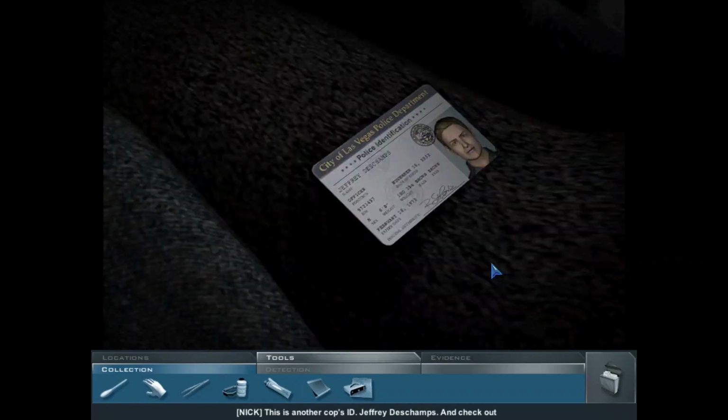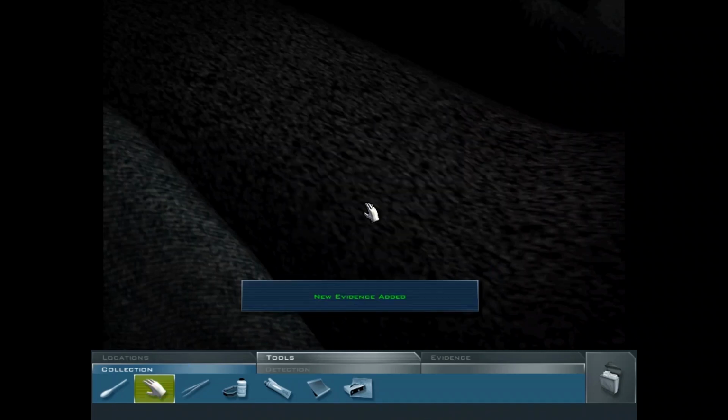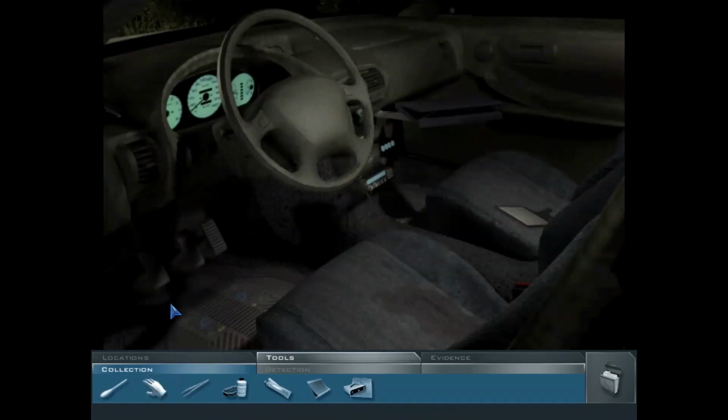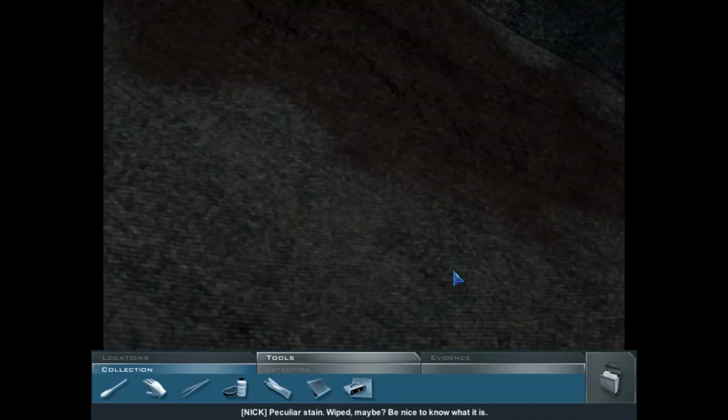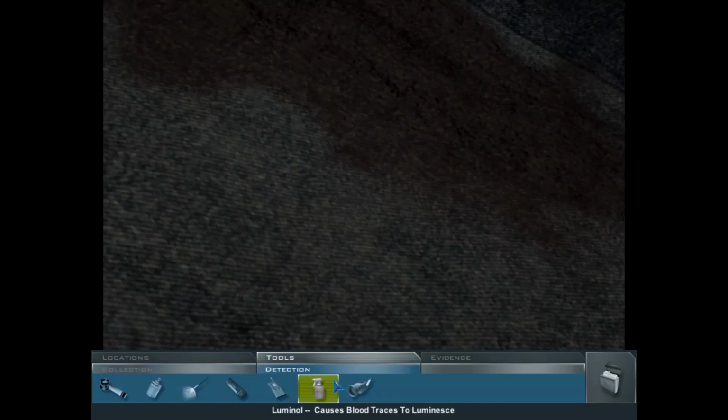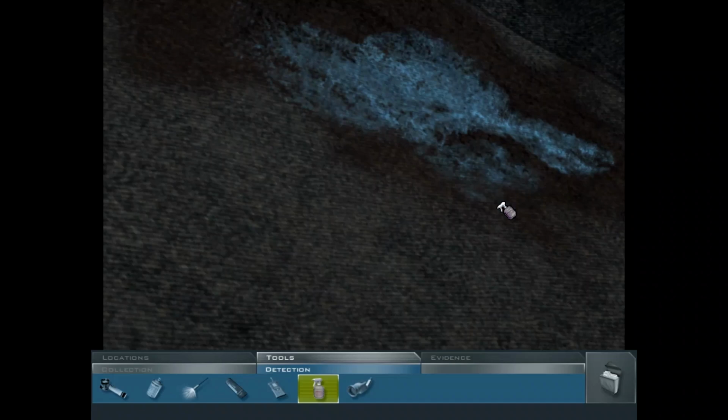This is another cop's ID, Jeffrey Deschamps. And check out the date of birth. Deschamps is a 72-year-old cop? I don't think so. Peculiar stain. Wiped, maybe? Be nice to know what it is. Okay, Luminol says we got a blood stain. Tried to wipe it off, but like the man said, blood tells.